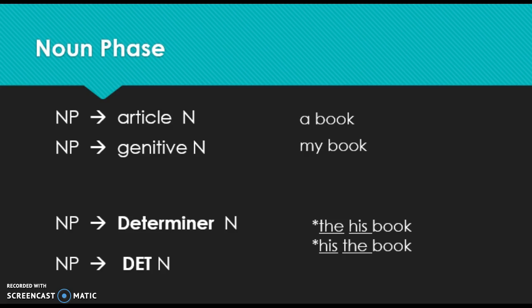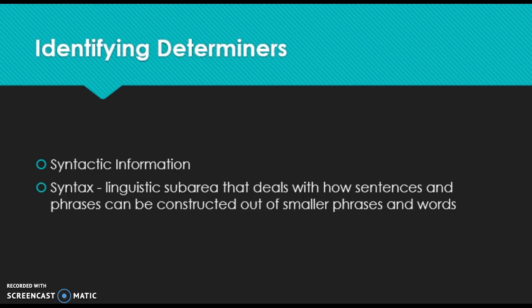And we also see that we really can't have two of these determiners together. We don't say his the book. There's just one, right? There's one slot for a determiner and one slot for a noun here. And we're using syntactic information to do this. Syntax is the linguistic subarea that deals with how sentences and phrases can be put together out of smaller phrases and words. So what we're seeing here is noun phrases have the structure of determiner noun, and we can rely on that to help us identify the syntactic category of words.